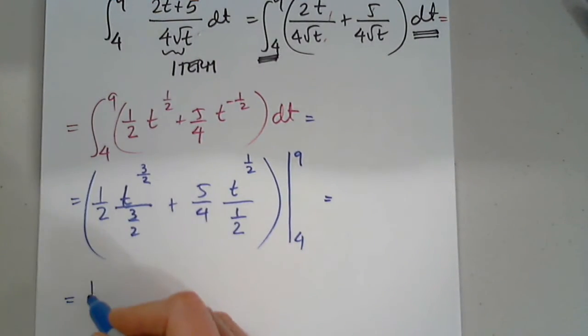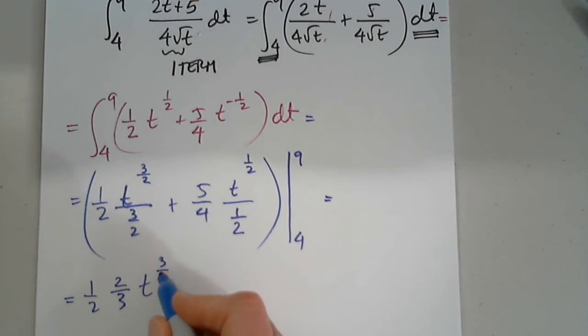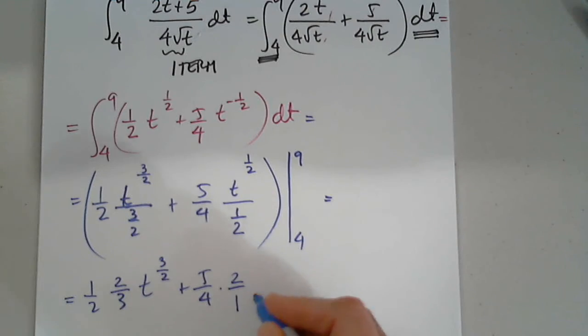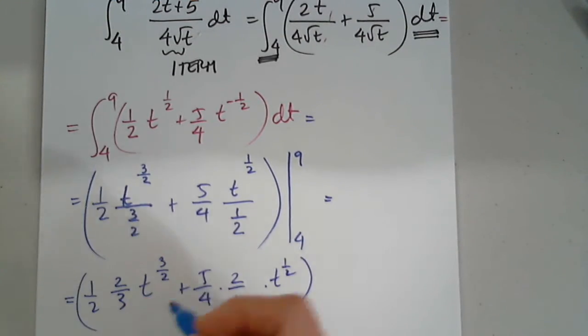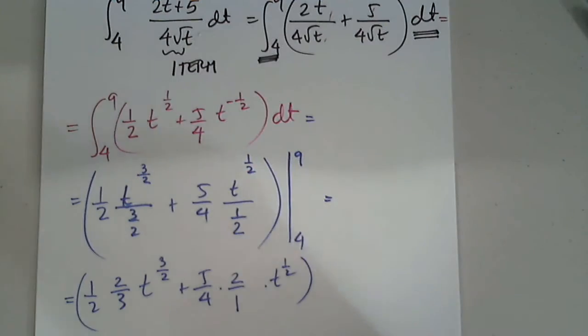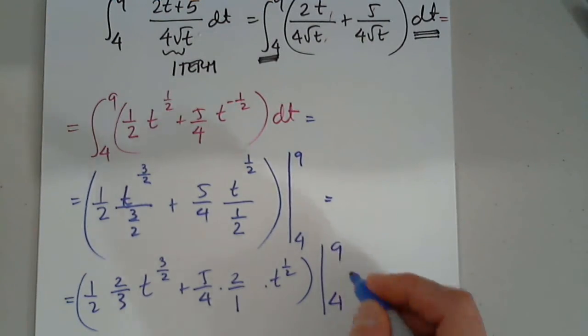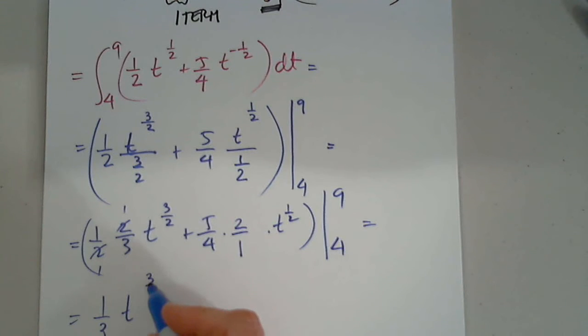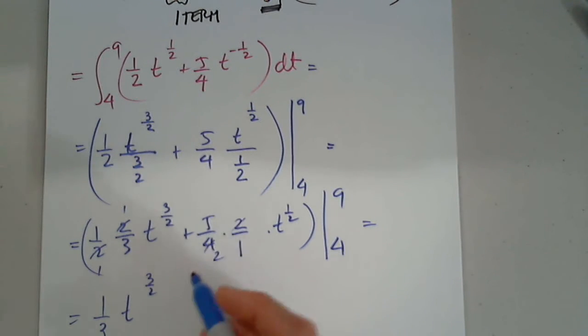So then I have 1/2. I have to flip 3/2 into 2/3, t to 3/2. And then I have the 5/4, and I have to flip 2 over 1 times t to 1/2. The reason I'm flipping is because I'm dividing by a fraction. When I divide by a fraction, I have to multiply by the multiplicative inverse. So from 4 to 9, now these two go away. So I have 1/3 in front, t to 3/2. Here I have 5/2, t to 1/2.